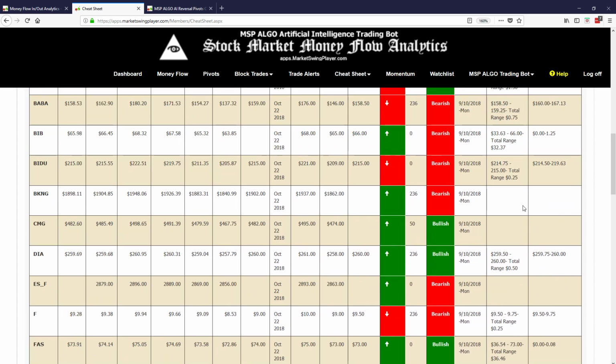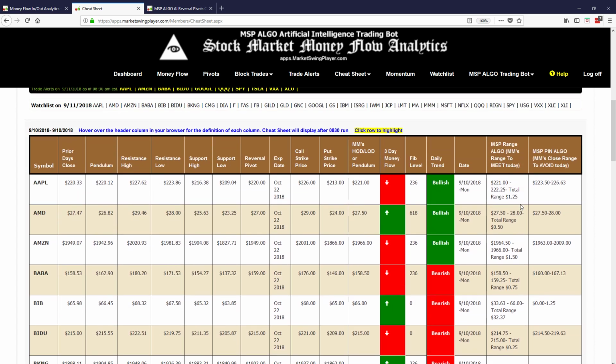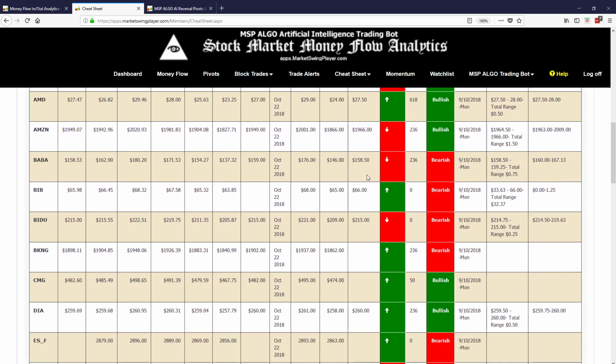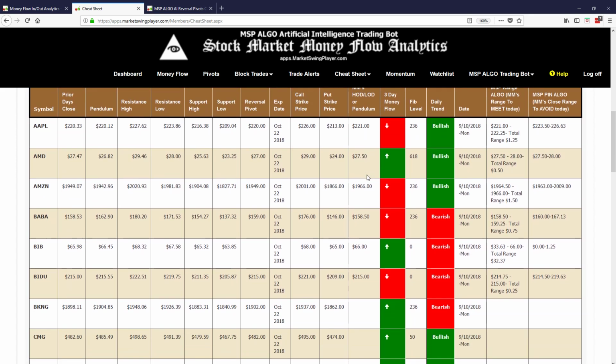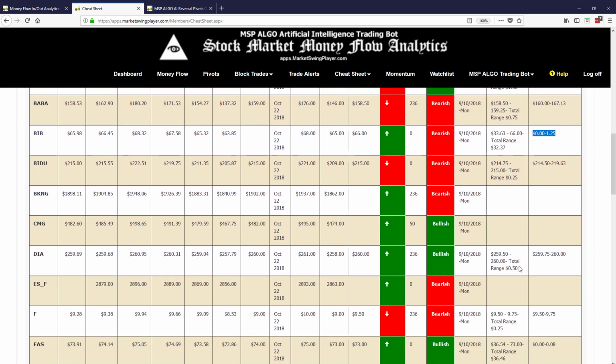Now, you notice sometimes the MSP algo was not sure. It didn't have enough data. So here we go. Now, something strange happened with this stock, and it says $32 move. I'm thinking that there's an issue here, so I'm going to look at that. That's kind of too big a move for a stock.